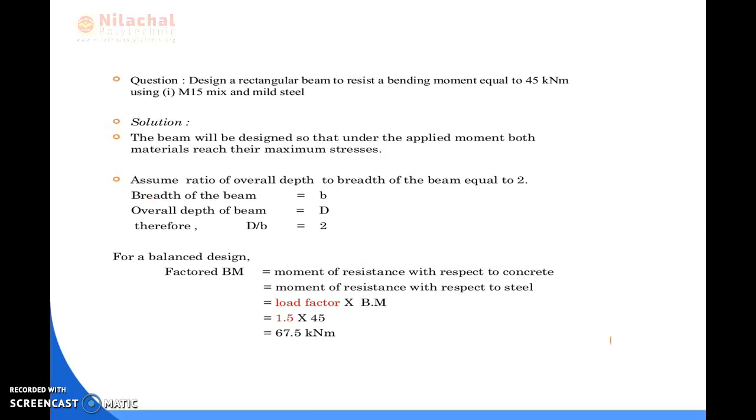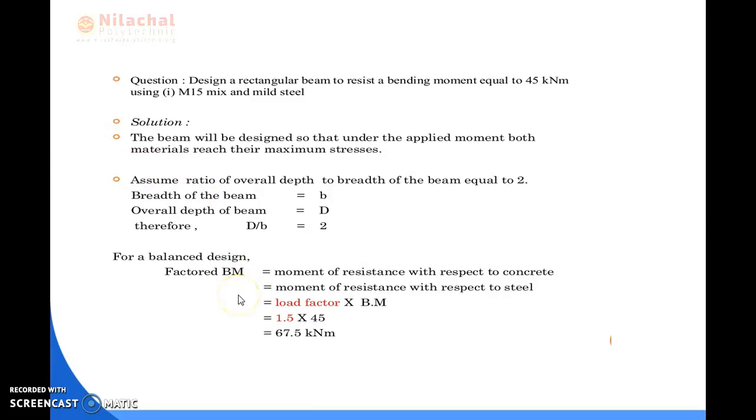Design a rectangular beam to resist a bending moment equal to 45 kilonewton meter using M15 mix and mild steel. Here is the solution. The beam will be designed so that under the applied moment both materials reach their maximum stresses. Normally we design a beam to reach the maximum stresses. So assume the ratio of overall depth to breadth of the beam is equal to 2. The breadth of the beam is B and the overall depth is denoted as capital D. Therefore D by B is equal to 2.